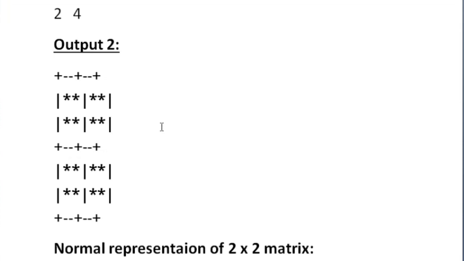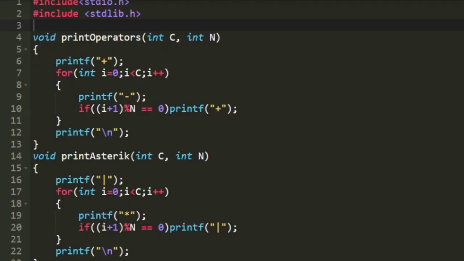So let us see how to implement a C program for this. This is the program I have written. In this program I have defined 2 functions. One function is print operators and another is print asterisks. So let us start from our main function.